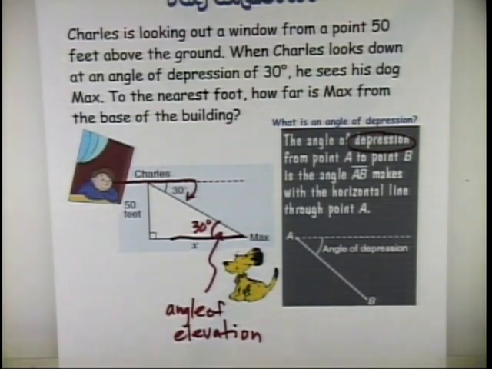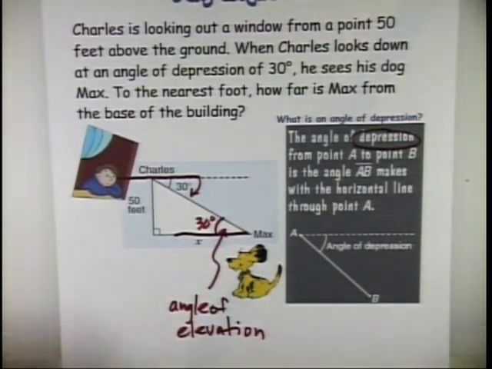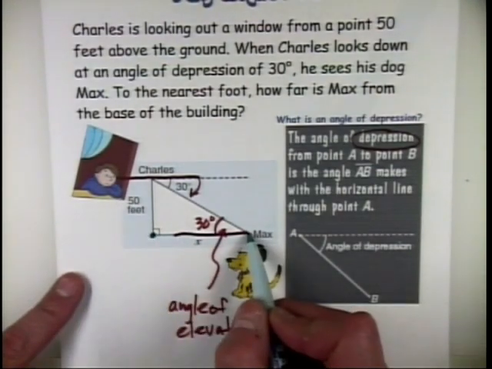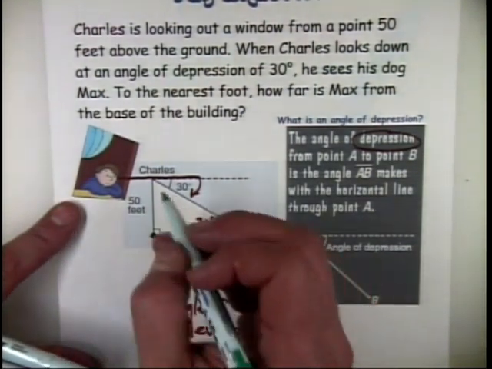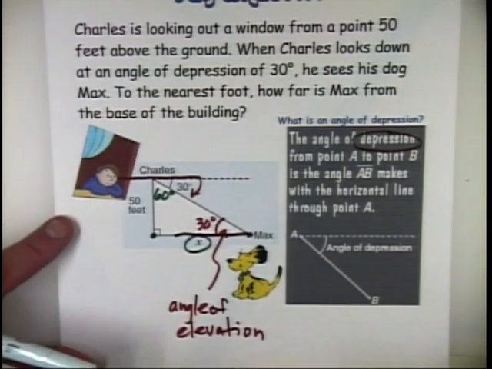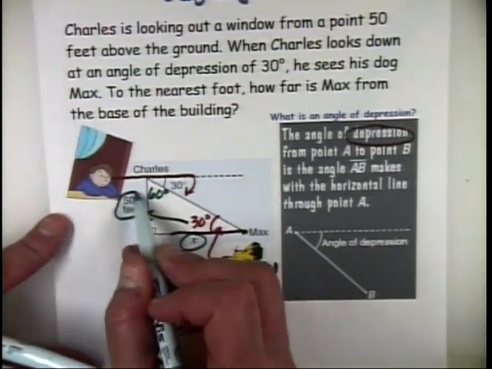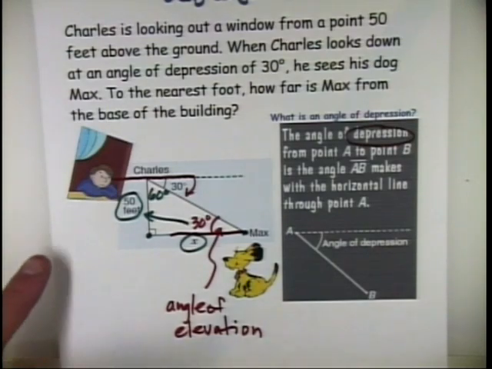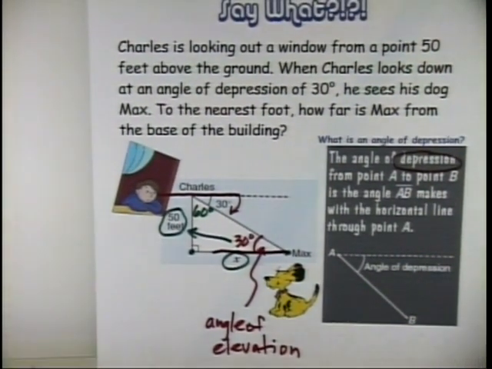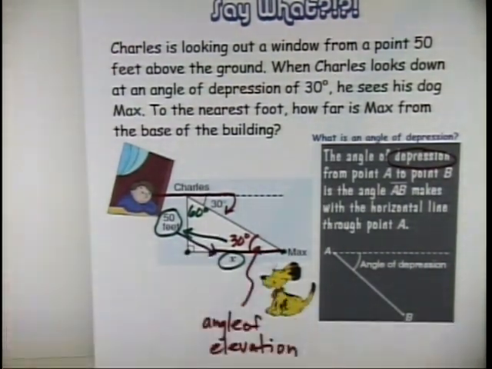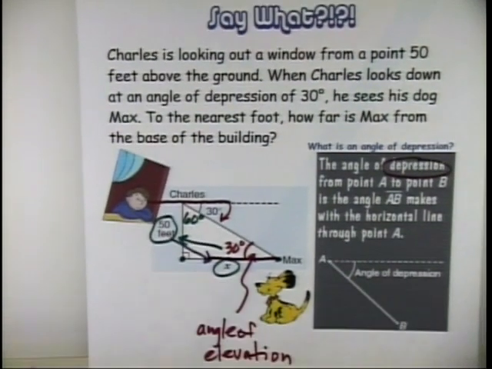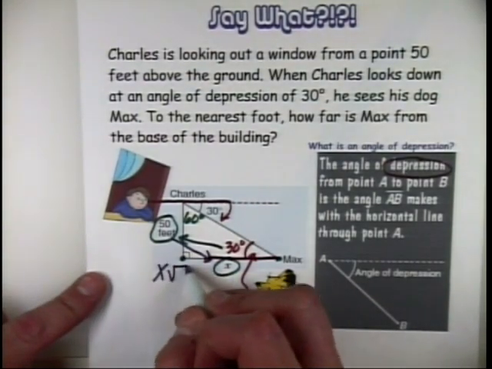Well, what we're trying to figure out is, if Charles is 50 feet up, how far away is his dog Max from the base of the window? We're going to call that x. Well, this is an application of our special right triangles. Because I have a right triangle here, I have 30 degrees, so this is going to be 60 degrees. So opposite the 30 degrees, I have my 50, which is my unit length. It's my smallest side length. So if I'm trying to find x, that's going to be the other leg of the triangle. And remember what we do to go from the smallest side to the other leg? We multiply by the square root of 3.